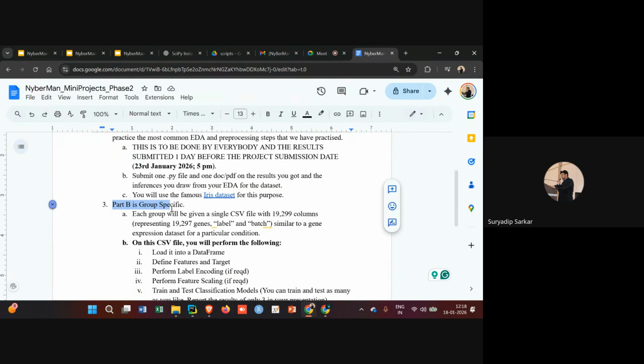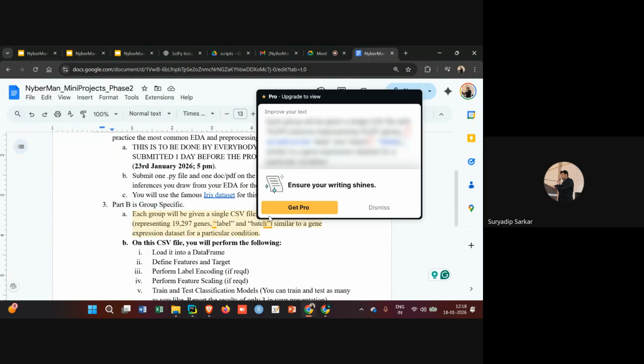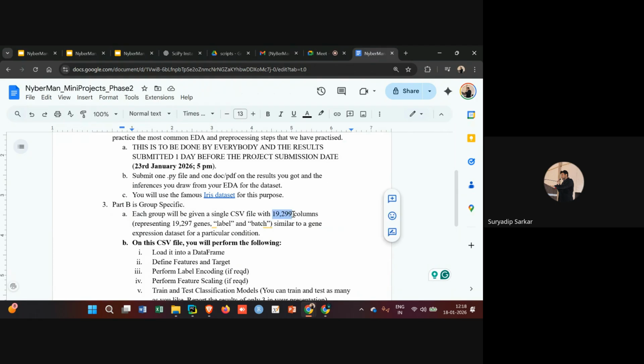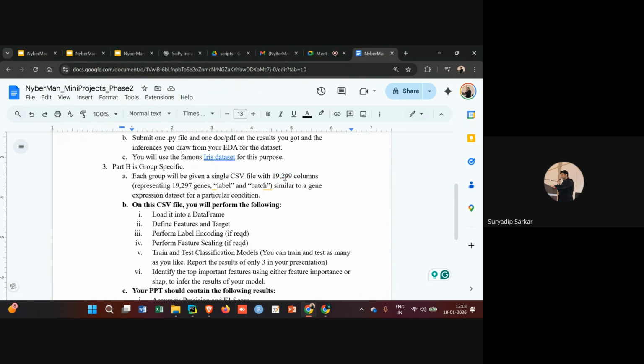So for part B, each and every group will receive a CSV file with 19,299 columns. Out of these 19,299 columns, 19,297 will correspond to genes, and there will be two other columns, one being label and the other being batch. I wanted to make this as similar as possible to a gene expression dataset for a particular condition, so that is why you will have the label and the batch column as well.